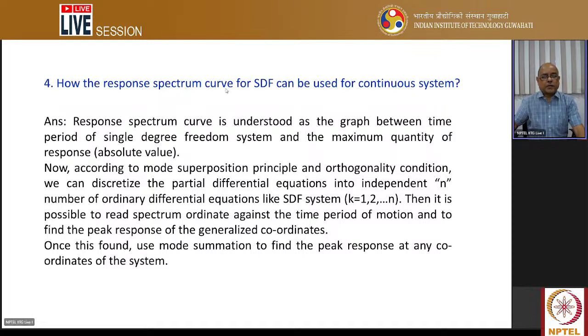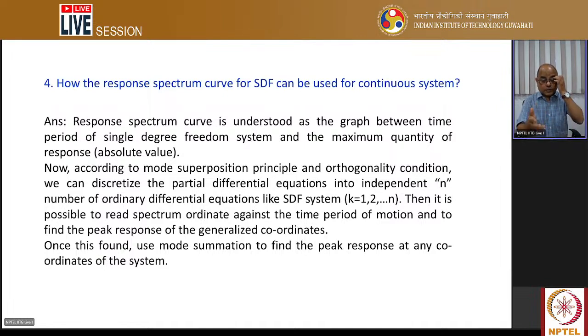How can the response spectrum curve for a single degree of freedom system be used for a continuous system? That also has a similar reply: first you decompose the partial differential equation into an ordinary differential equation in generalized coordinate, and then use the response spectrum curve, because the response spectrum curve is developed for a single degree of freedom system. So once you get this single degree of freedom equation, then read the response spectrum curve against the time period and obtain the response spectrum ordinate.